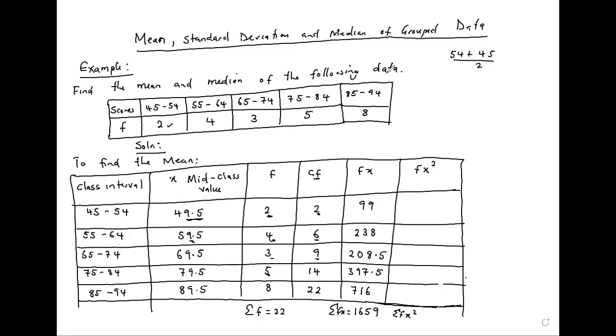So now we do fx squared. So this frequency here comes the square of this guy. We'll start with 9.5 squared by 2, we get 4900.5. Again, I can just confirm that value, 49.5 squared multiplied by 2. Okay, that's correct. Then 59.5 squared multiplied by 4. This is giving me 14161.